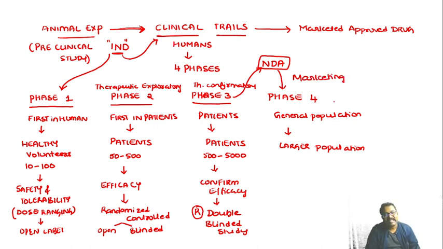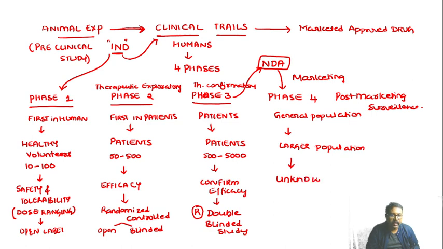marketing. So phase 4 is also called as post marketing surveillance, where we are going to study any unknown or rare side effects which were not seen during the earlier phases of the clinical trials. So this was about the important things you should remember under clinical trials.